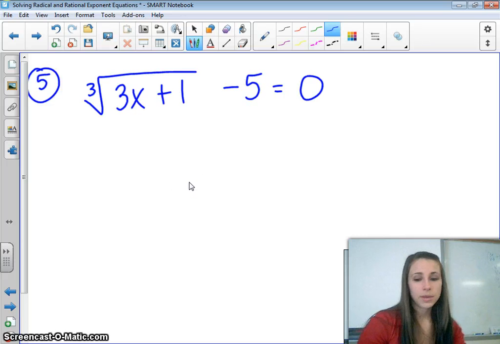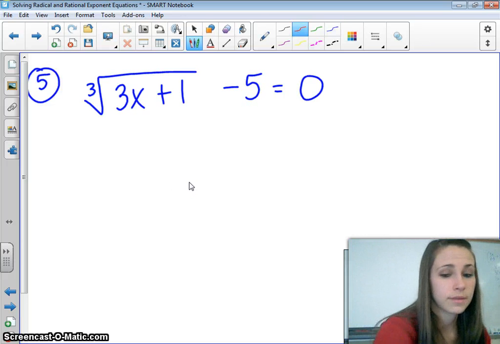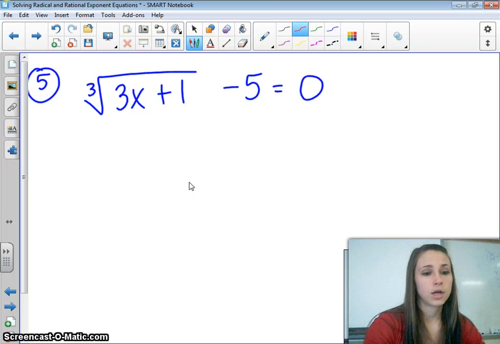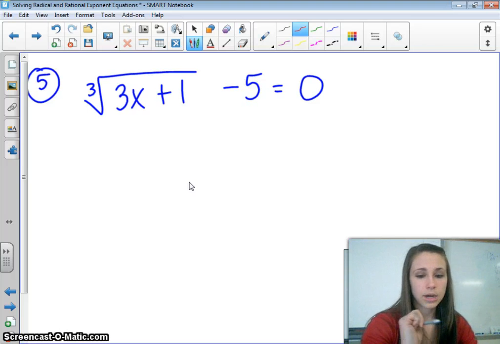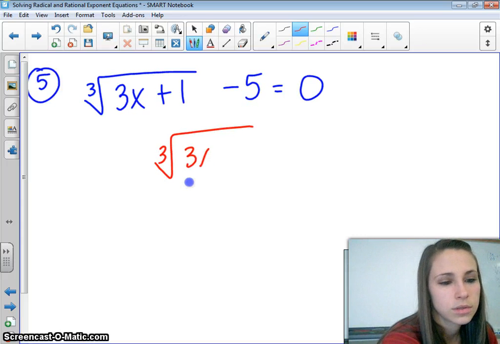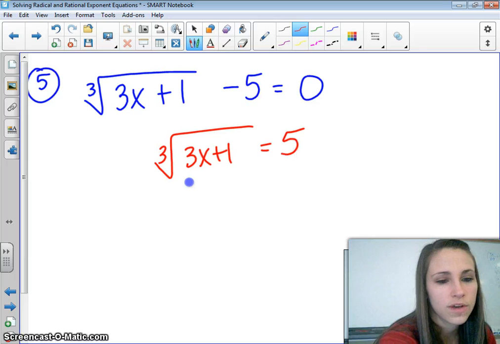Okay, last problem, and this one is much easier than the last two. You're probably saying, thank God. But a whole lot easier. So I'm going to isolate the radical. This is a cube root. So I'm going to isolate the radical. The cube root of 3x plus 1 is going to equal 5.